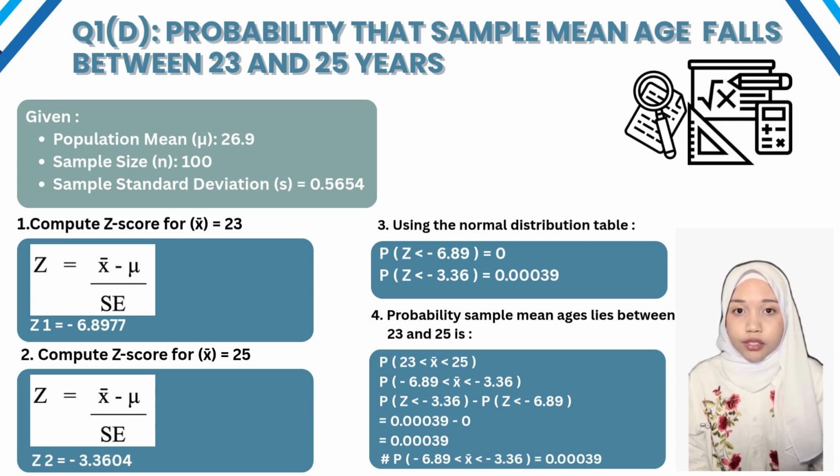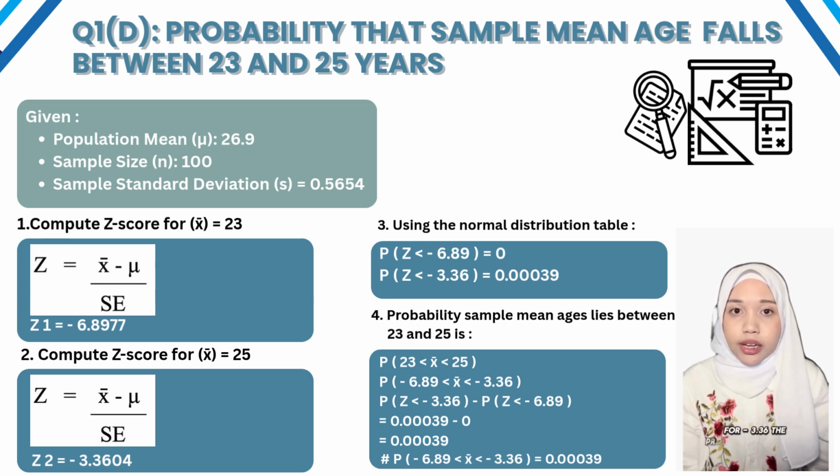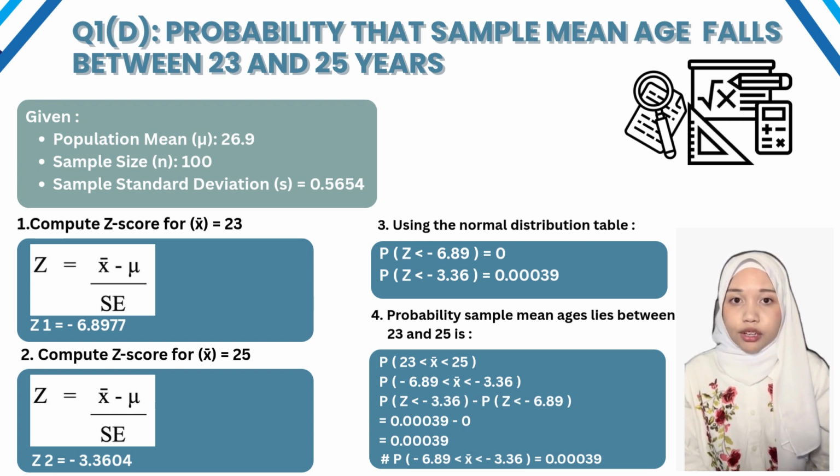A z-score of negative 6.89 is extremely far in the left tail of the distribution, so the probability is basically 0. For negative 3.36, the probability is 0.00039. To find the probability that the sample mean lies between 23 and 25, we subtract the probability at z equal to negative 6.89 from the probability at z equal to negative 3.36. That gives us 0.00039 minus 0, which equals 0.00039. This means that the probability of the sample mean falling between 23 and 25 years is only 0.039%, which is extremely low.